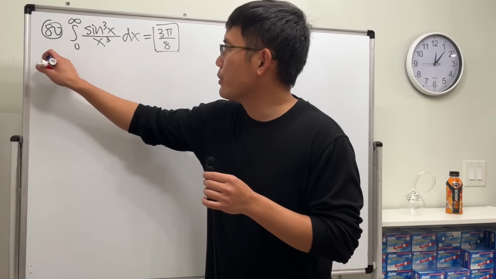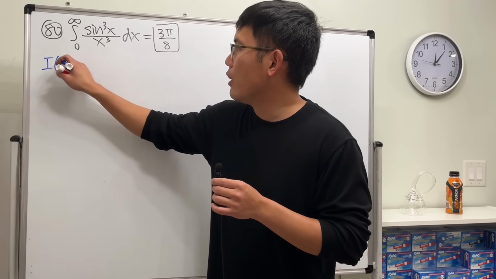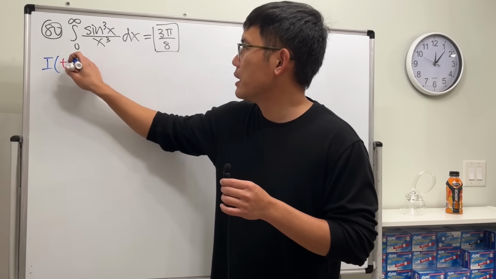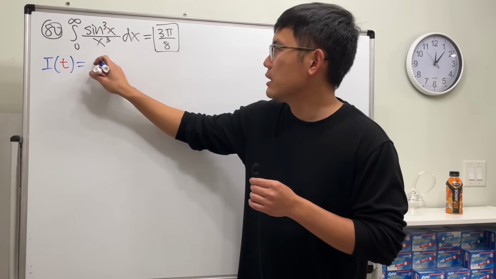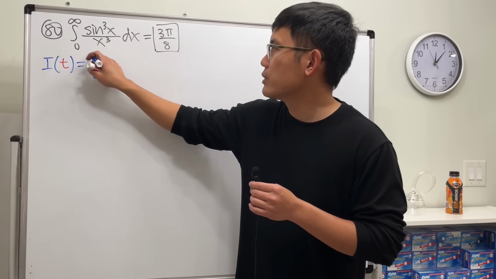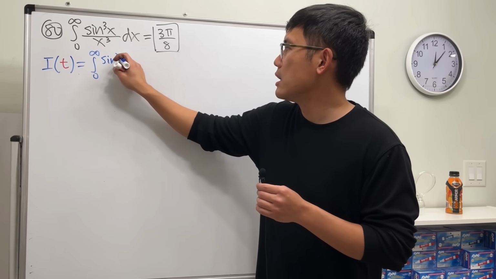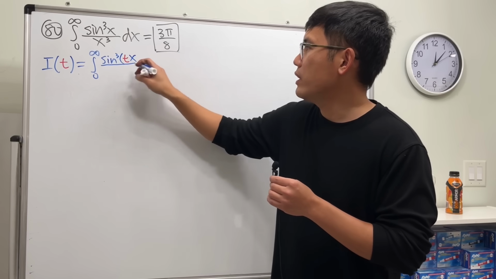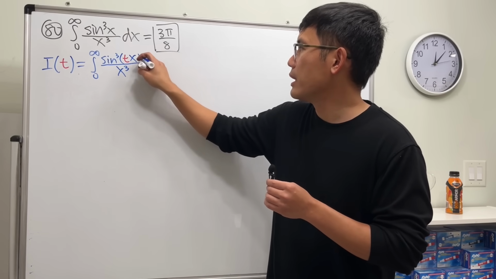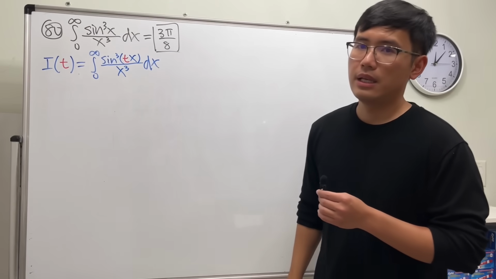Here we go. I'm going to call this I of t, putting t here next to the x. So we get the integral going from 0 to infinity of sine cubed of tx over x to the third power, like so, and then dx.